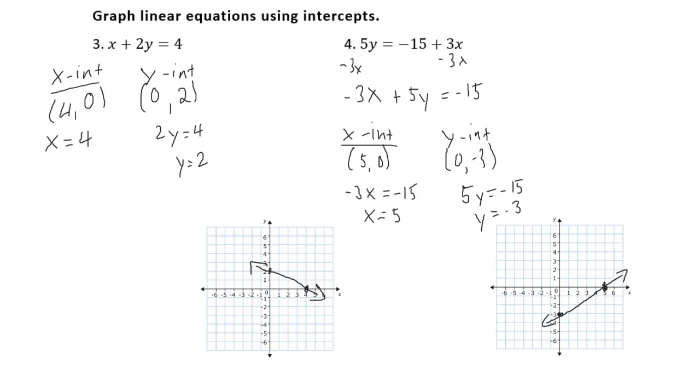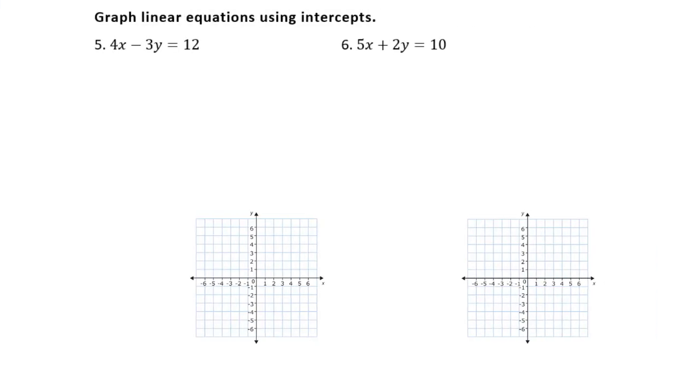Let's look at some more examples. All right. So again, these are both in standard form, so graphing using intercepts is a great method. So find your x-intercept by making y 0. Find your y-intercept by making x 0.